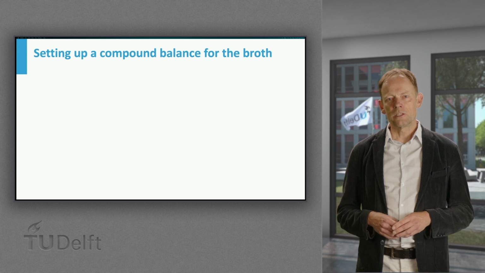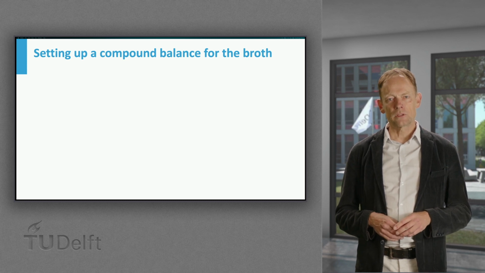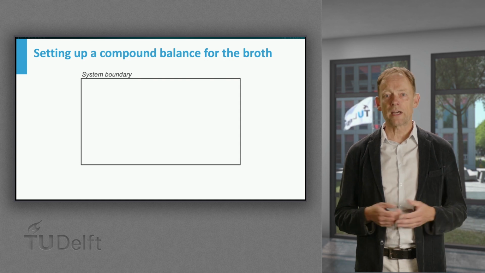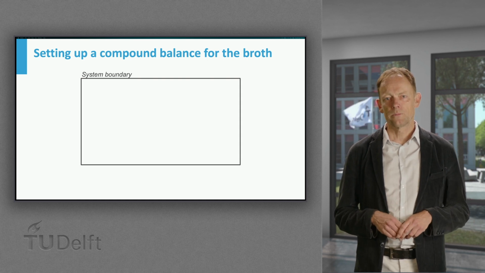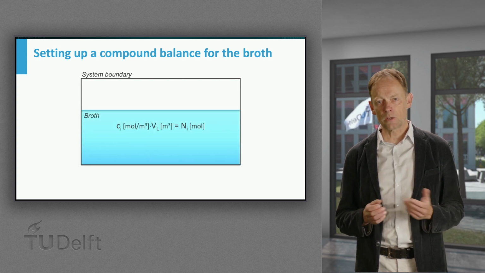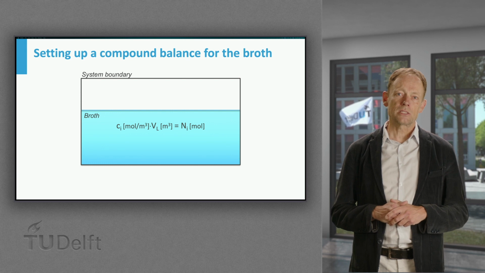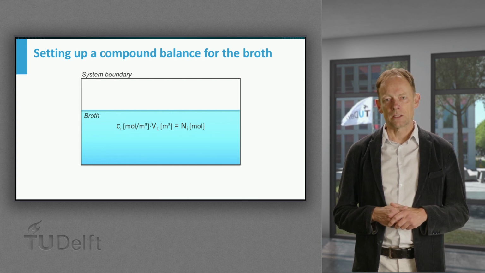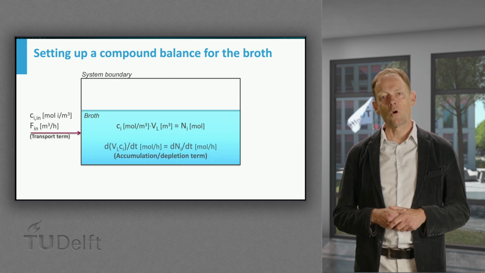Compound balances need to be set up for all relevant compounds in the system, thus for substrate, product, but also for nitrogen source, oxygen and CO2. This should be done in parallel for all phases, gas, liquid, and if solids are present, also for solids. This then presents the compound balance, as I introduced before.